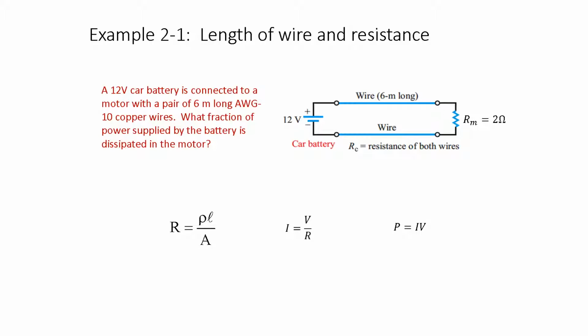As I said, AWG essentially comes down to the cross-sectional area of the wire, so we know we're going to get the A from that. The next part is Ohm's law, I = V/R, and then the final part is the power, because the problem asks about the power supplied by the battery and what percentage goes to the motor, and the power equation is P = IV. So now we're going to solve this one out.